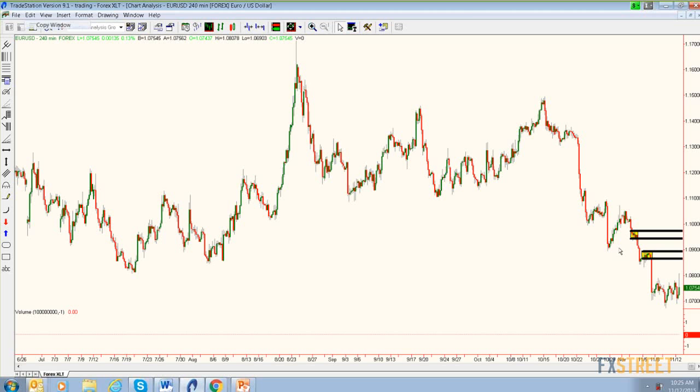We're still not close to that larger time frame demand. And the only thing that's going to stop this larger time frame downtrend in the euro is larger time frame demand. And that's where the next uptrend will start. Does that make sense?